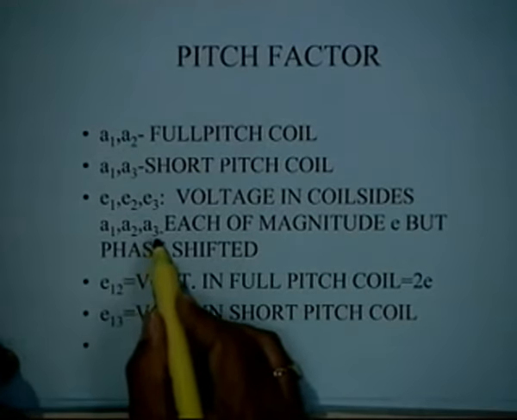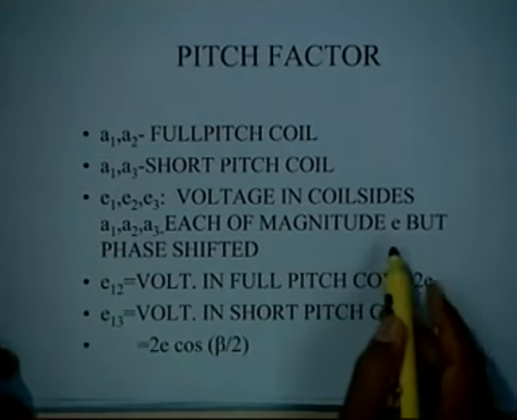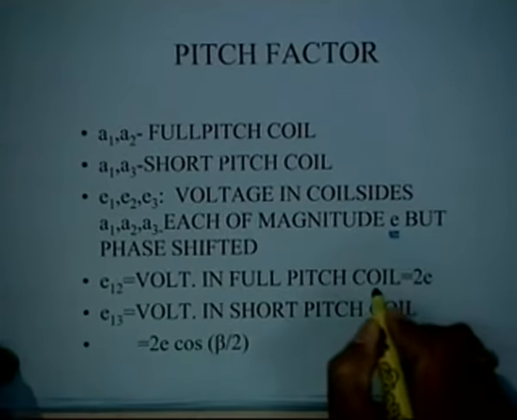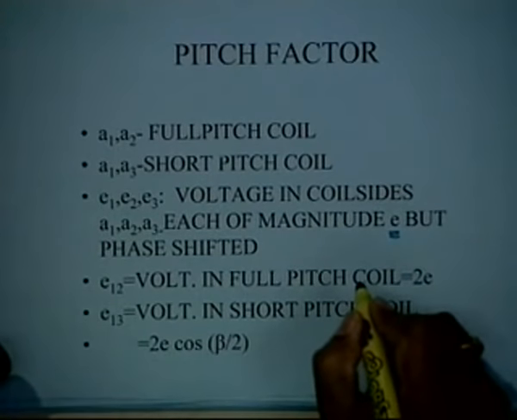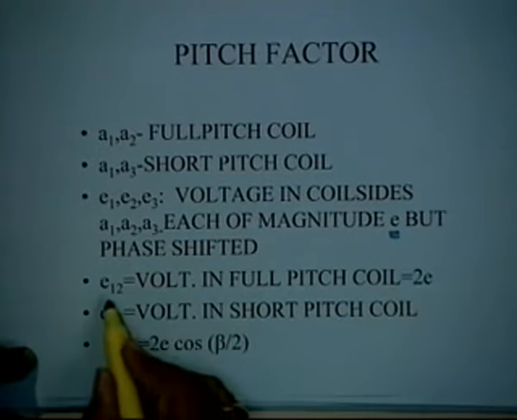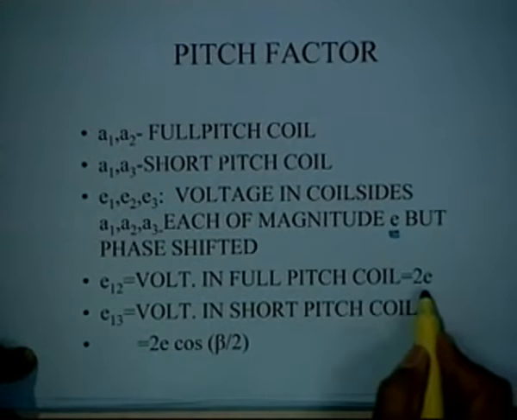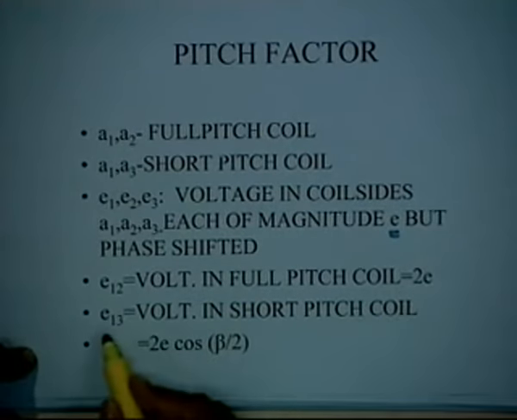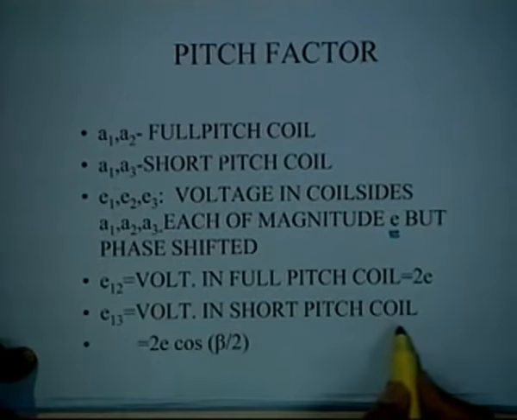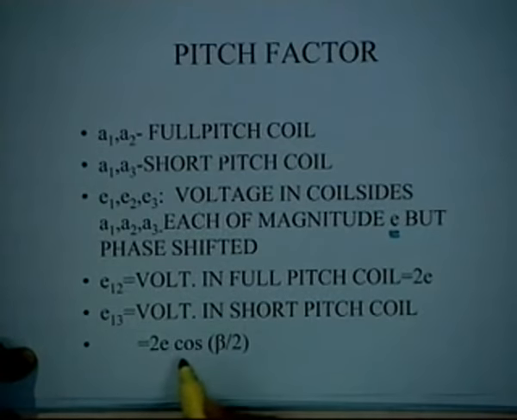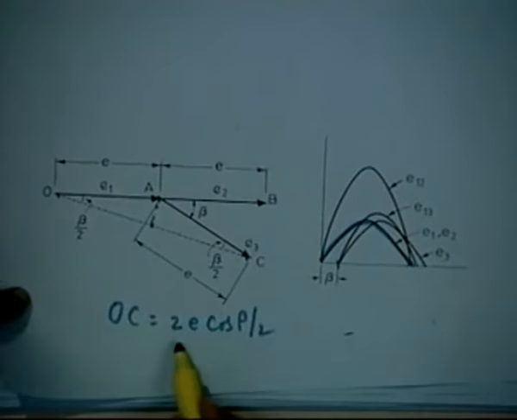And A1 in each of the coil sides, A1, A2, A3, and the magnitude in each of the coil sides is the same as E, right, but they are phase shifted. And E1 2 is the voltage in a full pitch coil, which is nothing but twice E, but E1 3 is the voltage in a short pitch coil, which we have seen is twice E into cos beta by 2. See, we have seen here twice E into cos beta by 2, right.